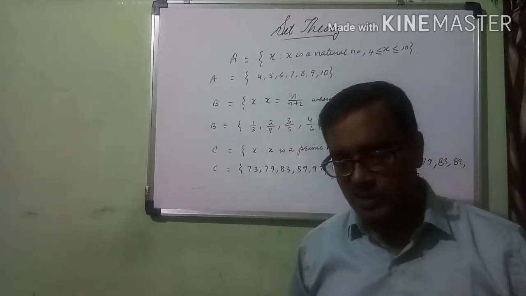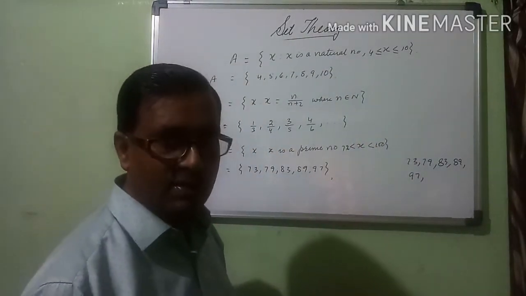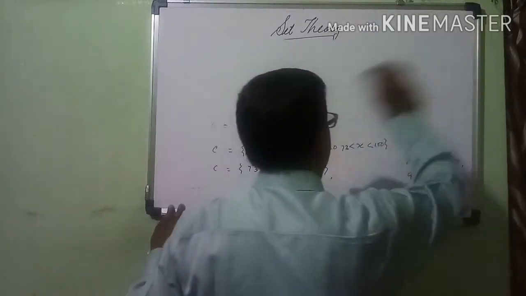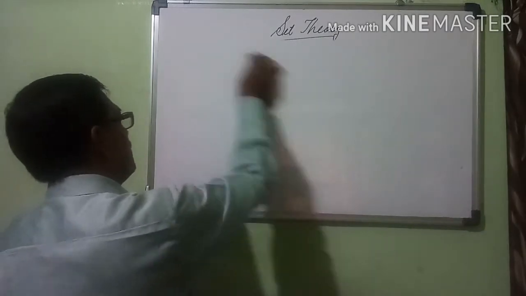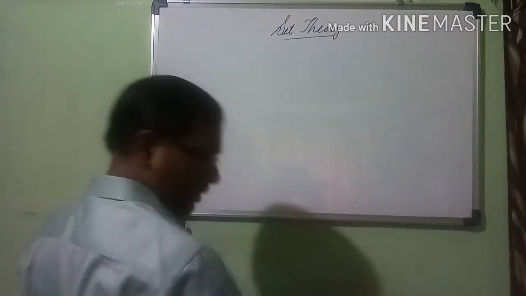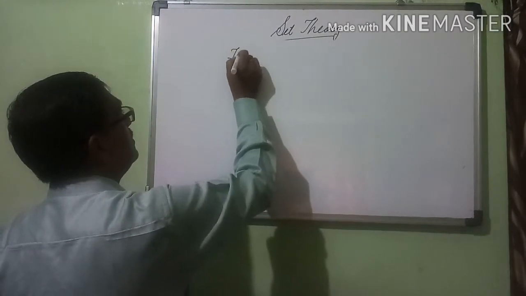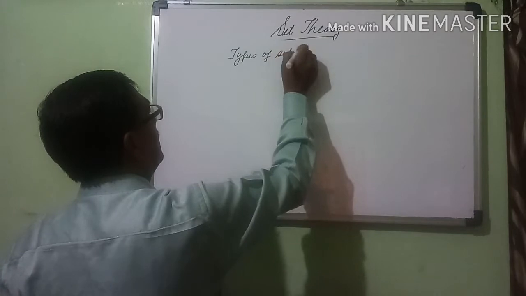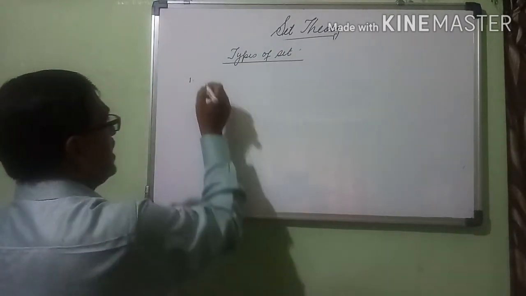Some more questions I will discuss. Let me discuss a few definitions first. After that we will discuss the questions. Now let us take another one. Some important definitions. Types of set. First, empty set.